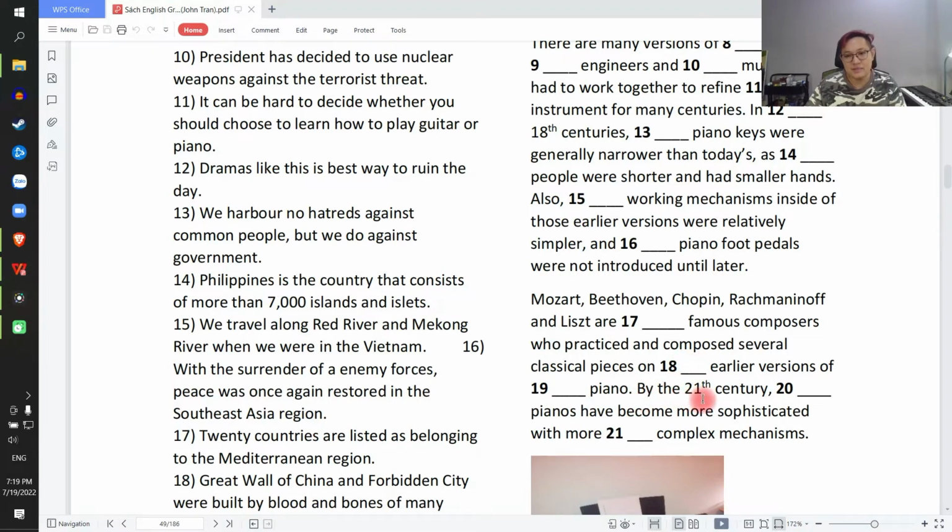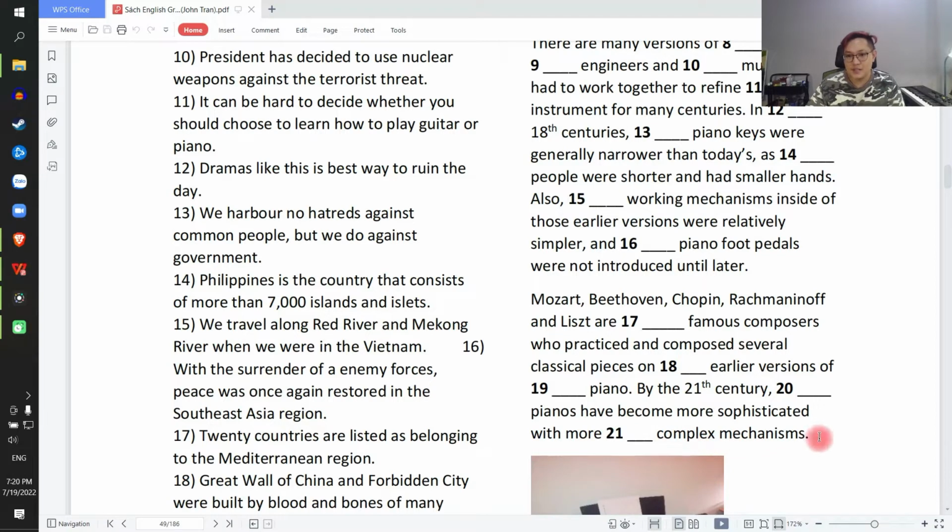Okay, by the 21st century, sorry, this one is 21st. Cái chỗ này phải là 21 ST nha các bạn. 21st. By the 21st century, pianos have become more sophisticated. So here's plural and we want to talk about piano in general. Số 20 này muốn nói về piano nói chung mà nó cũng số nhiều nè. Những chiếc piano đã trở nên tinh tế hơn. Pianos have become more sophisticated with more complex mechanism.